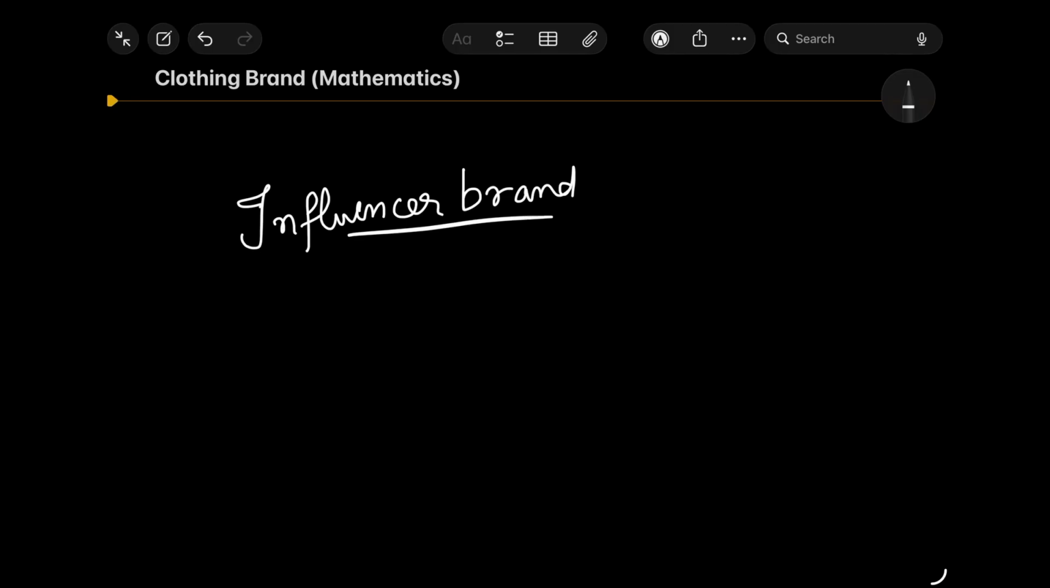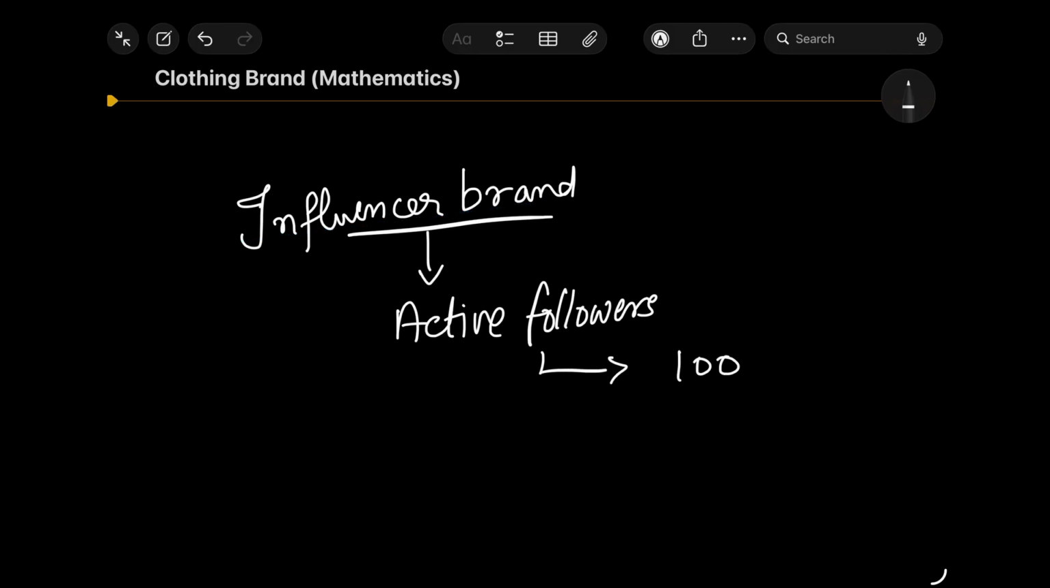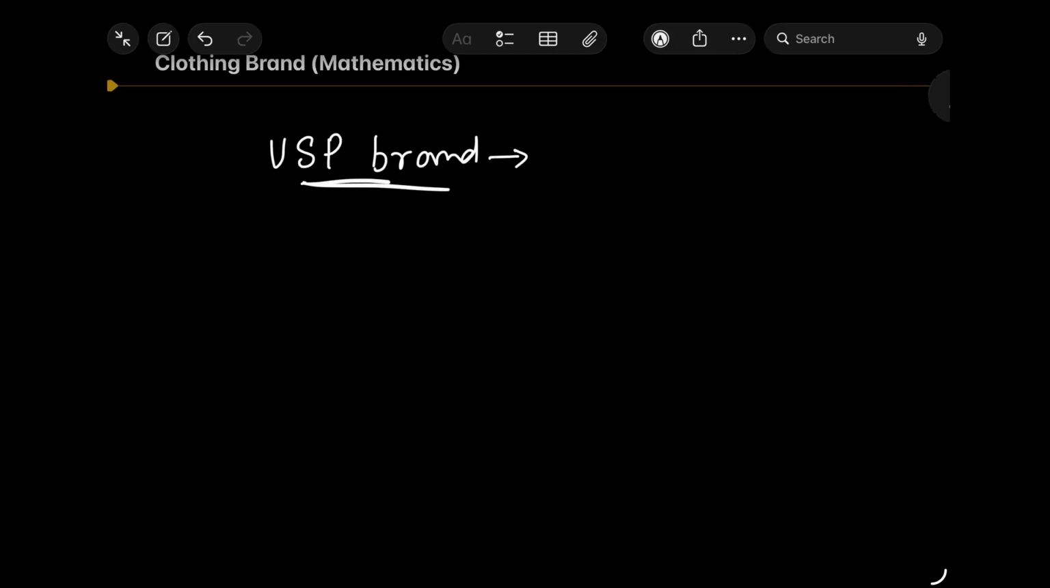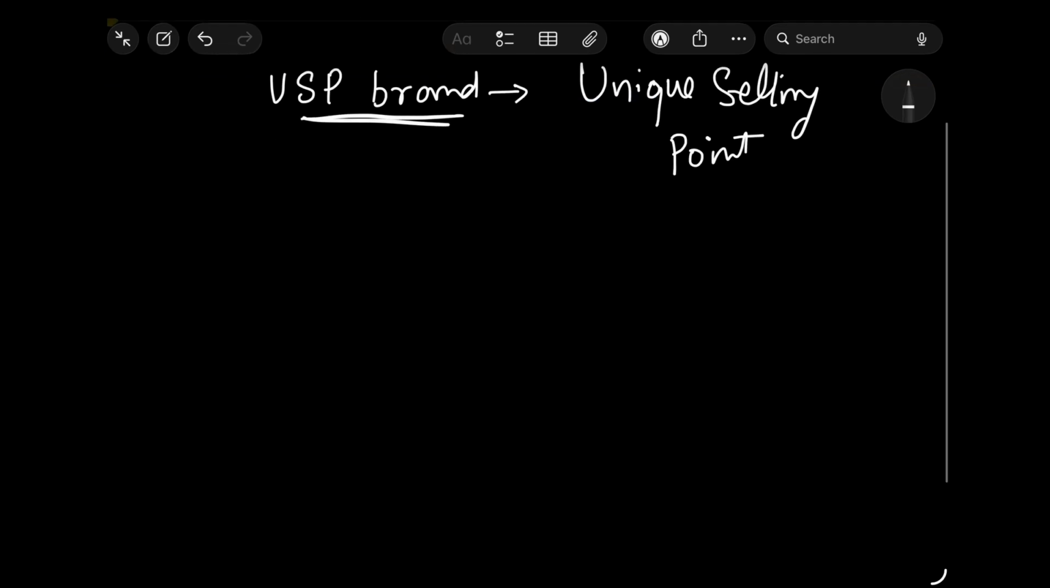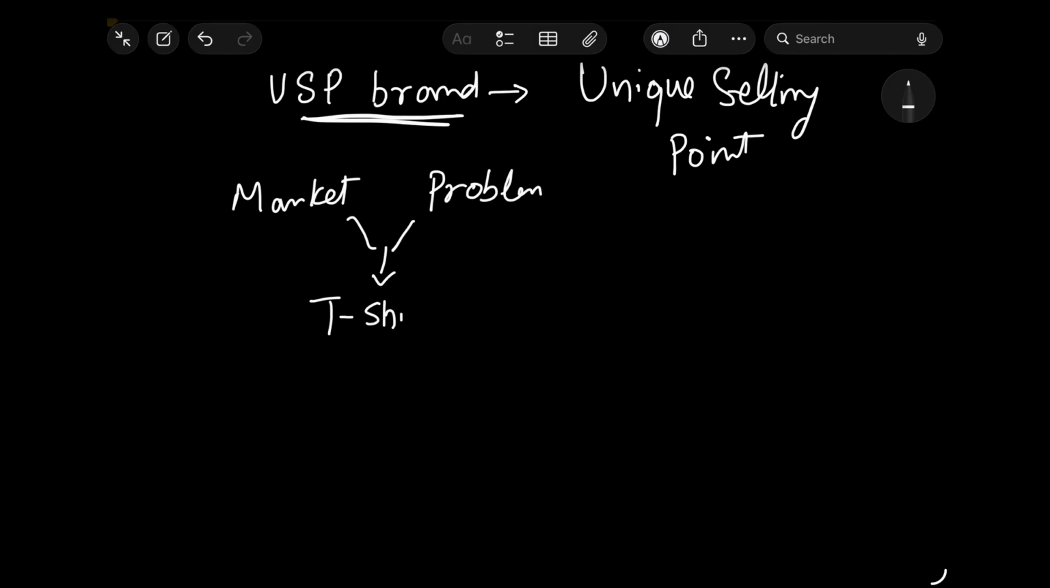The influencer brand is a brand which has been started by someone who is already a content creator with a decent number of active followers, ideally more than 100,000. If we talk about the USP brand, as the name suggests, it is a brand which has something unique to offer to the market. For example, you have figured out that there is a certain market that has a certain problem which their t-shirt is not solving, which it should. So you innovate a t-shirt that solves this, and such brands usually have a patent that makes the entry barrier much higher for the competition.